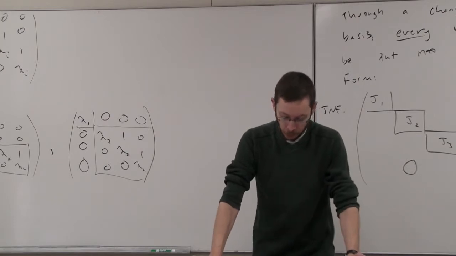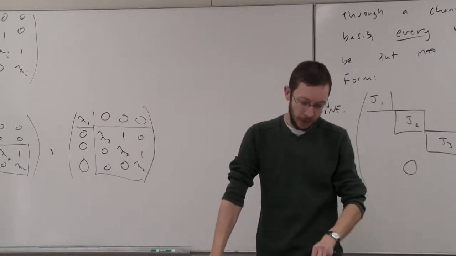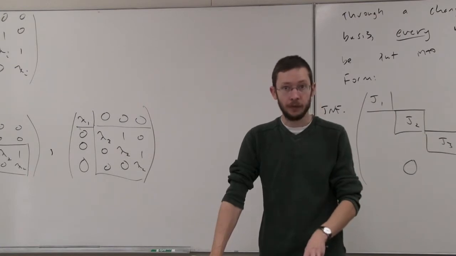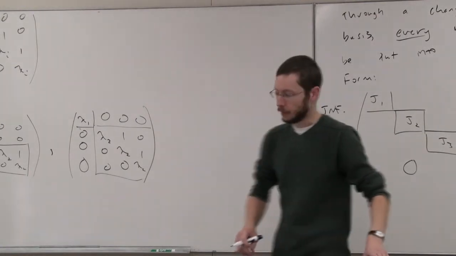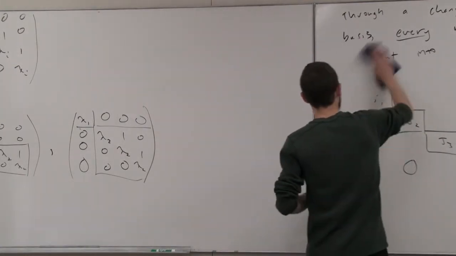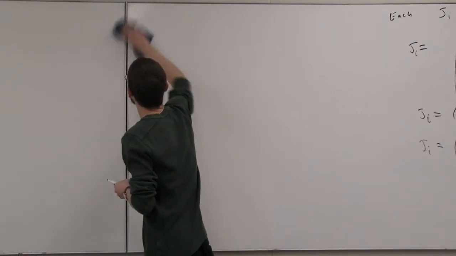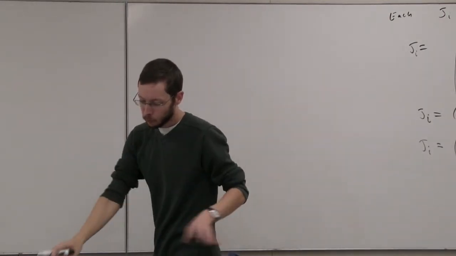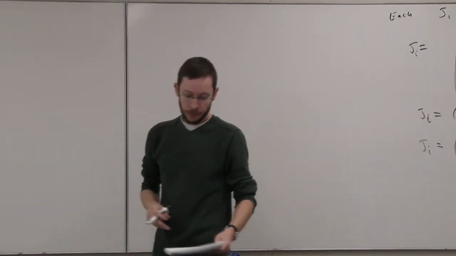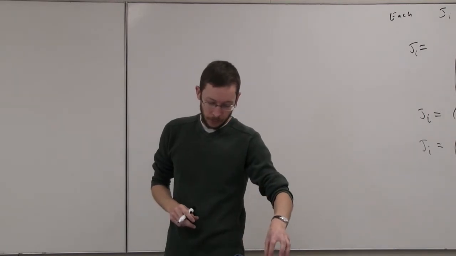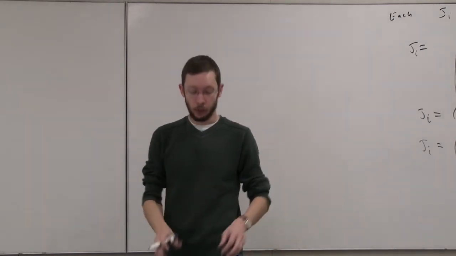One thing to keep in mind about the Jordan normal form is that it's not unique on some level, but it is unique on another level. Okay. Jordan normal form is not unique in the sense that the Jordan blocks may appear in different orders.